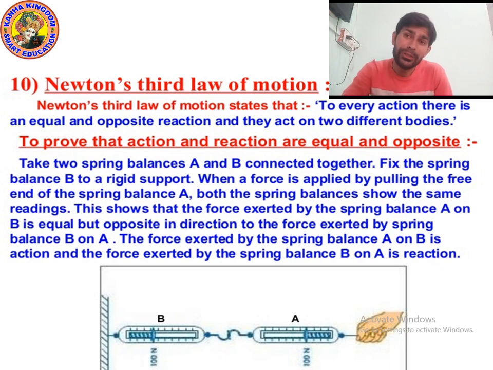Because when you are trying to pull spring balance A, that time force is also acting on B. When you pull A, B spring balance will also pull, in the left direction. So B spring balance is also trying to pull spring balance A, but both are going in opposite directions. According to Newton's law, to every action there is equal and opposite reaction. Okay kids, let's understand it with some examples. Let's move on to the next point.